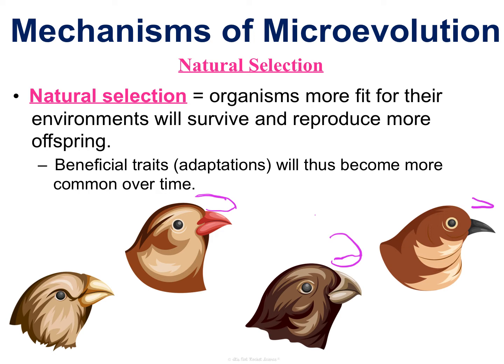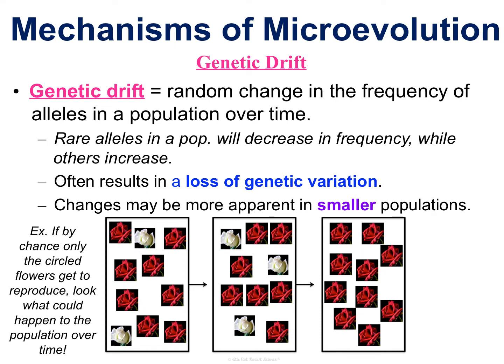And so that large beak showed up more frequently in the population. Genetic drift is one of those just random event occurrences. We call that by chance. So if by chance something occurred in a population that would allow a particular type of allele to become more common or more frequent, then it happens, right? It happens.